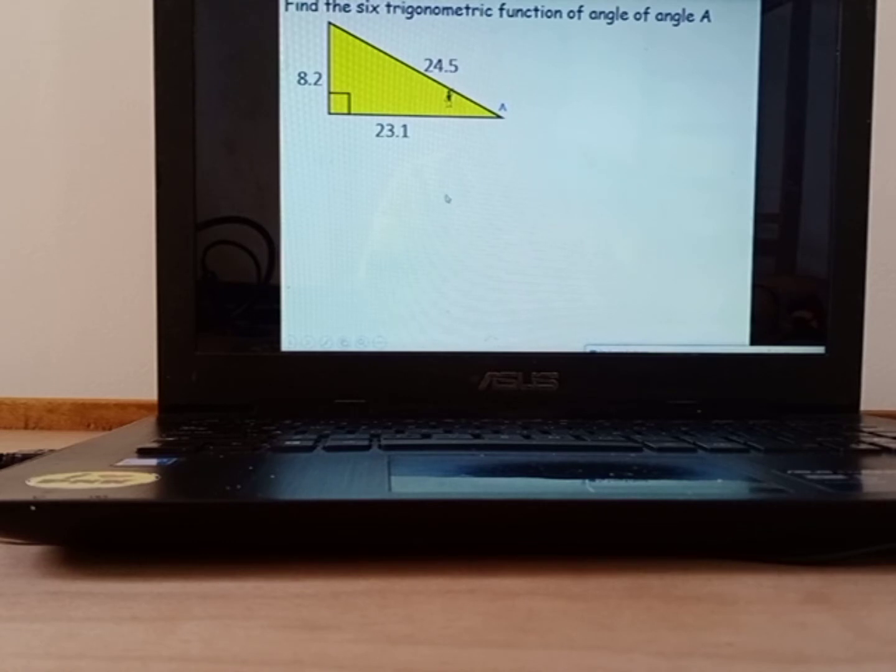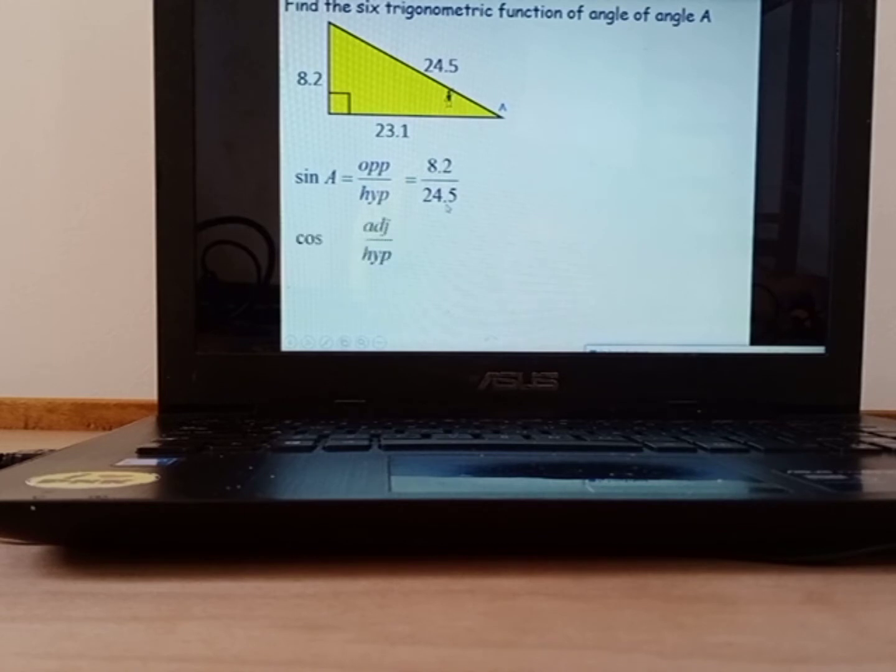Let's start with sine. We all know that our formula for sine is opposite over hypotenuse. So what is our opposite leg? We have 8.2, and our hypotenuse is 24.5. Therefore, the value of sine A is equal to 8.2 over 24.5.